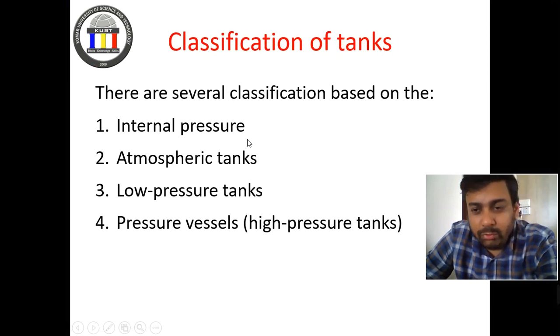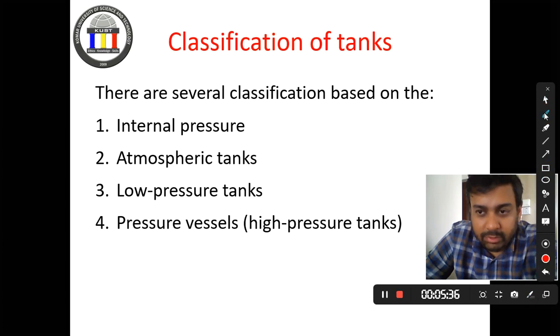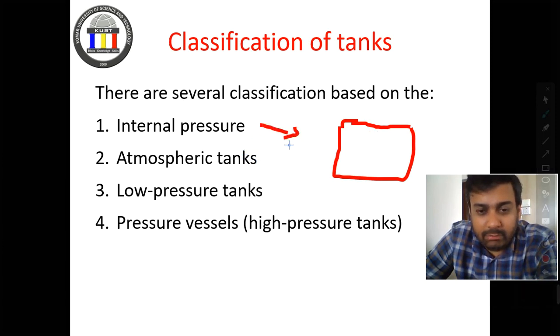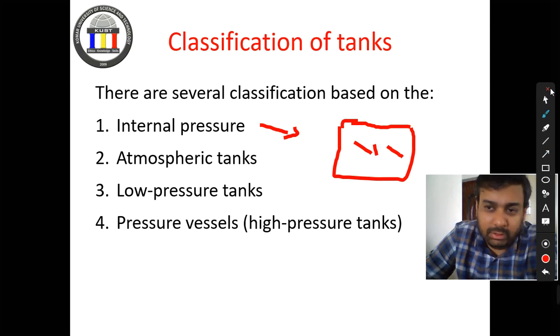So how do we classify? For example, if we make a tank like this one, how do we classify these tanks? Well, we have to look at what the pressure is inside. Is it atmospheric, low pressure, or very high pressure? For example, some crude oils need very high pressure. There are crude oils we can keep at atmospheric pressure, or some of them at low pressure. So depending on the product, you need a different kind of storage.